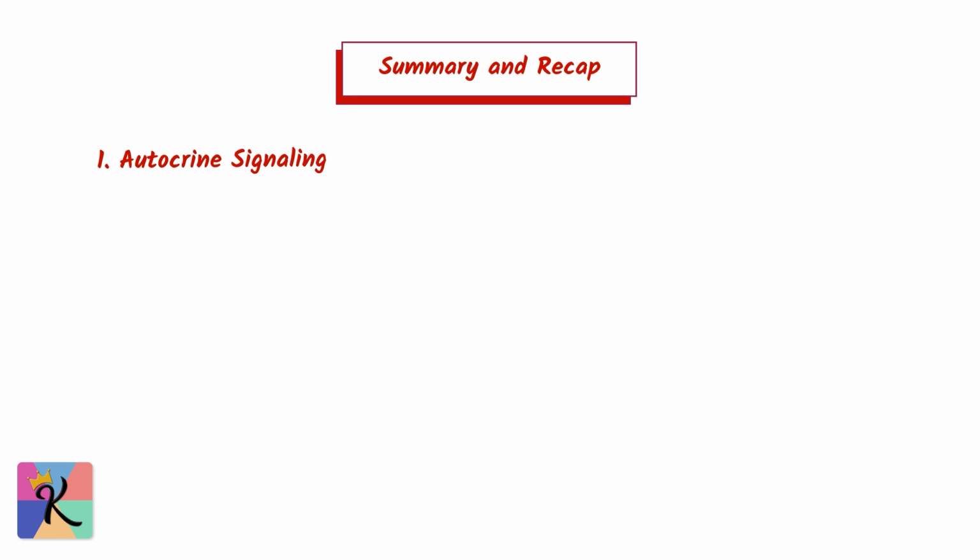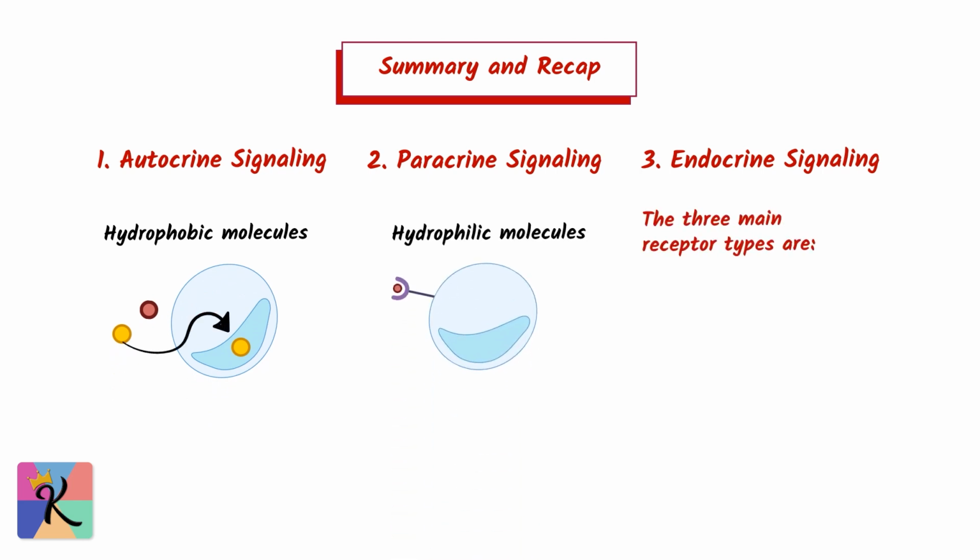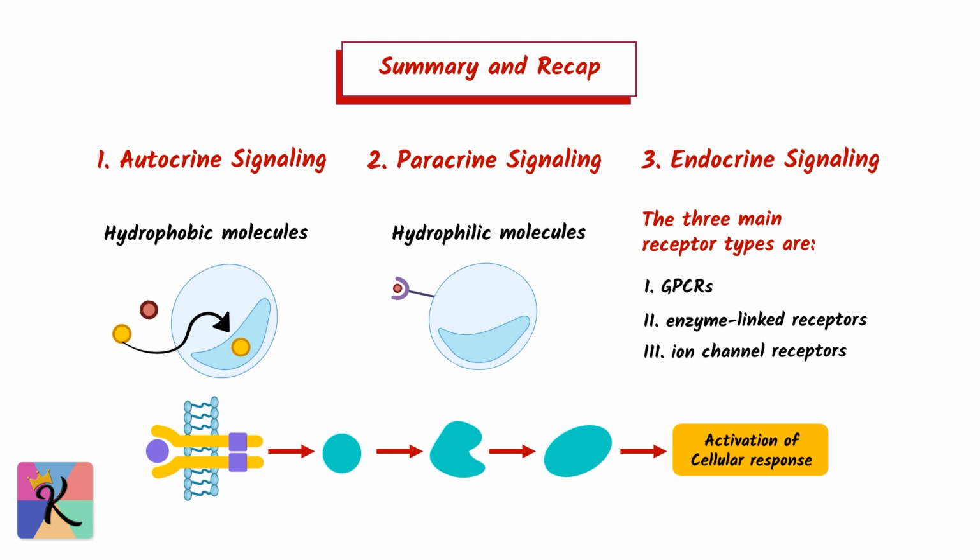Alright, let's sum it up. 1. Cells communicate via autocrine, paracrine, and endocrine signaling. 2. Hydrophobic molecules cross the membrane, while hydrophilic molecules use surface receptors. 3. The three main receptor types are GPCRs, enzyme-linked receptors, and ion channel receptors. 4. Inside the cell, signal transduction pathways amplify the message, leading to a specific cellular response. Understanding these processes is crucial for anyone interested in biology, medicine, or biochemistry. And that wraps up our journey through cell communication.